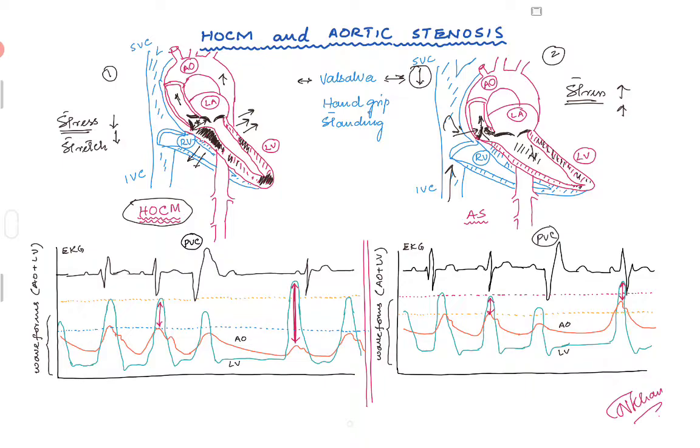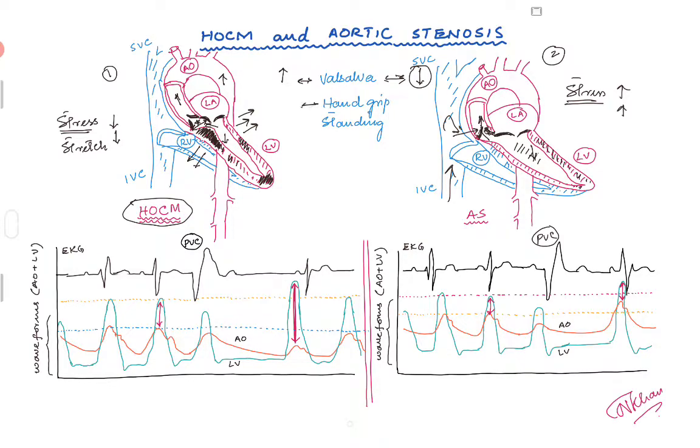As compared to that, we come back to the HOCM. As we said, in HOCM, you really want to stretch the left ventricle cavity to kind of stretch the LVOT. So if you have Valsalva, there is decreased venous return, there is decreased left ventricular filling, the cavity shrinks, and then the obstruction becomes worse. So in this case, the murmur will go up.